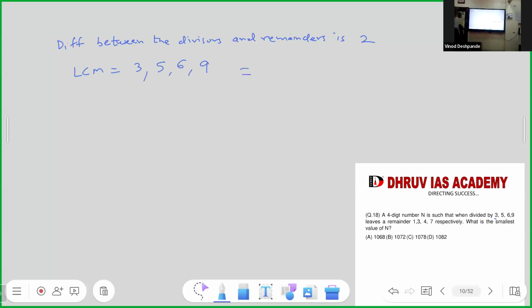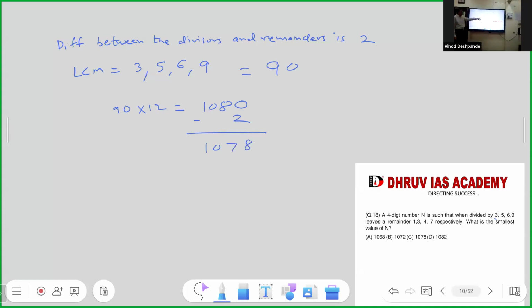Okay. So this LCM here will be 90. LCM you can find out by any of the methods. So it comes to 90 here. Now the multiple of 90 which is closer to this. If you just see 90 into 12, that is 1080. And then we have to subtract that 2, the difference, from this number. So that is 1078.